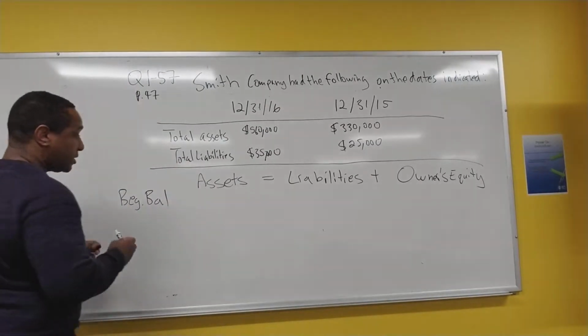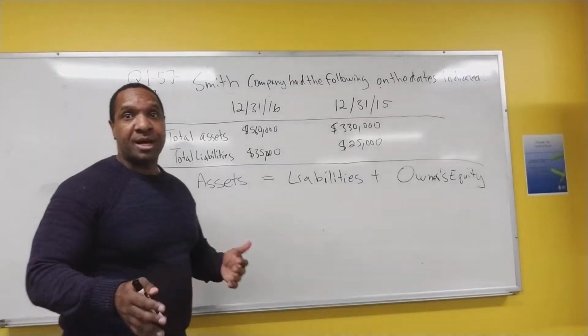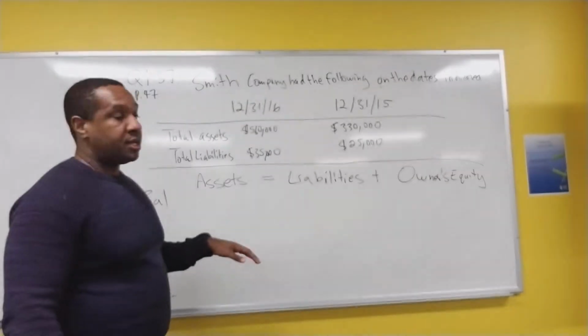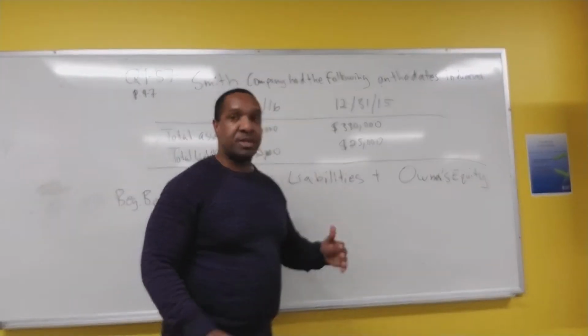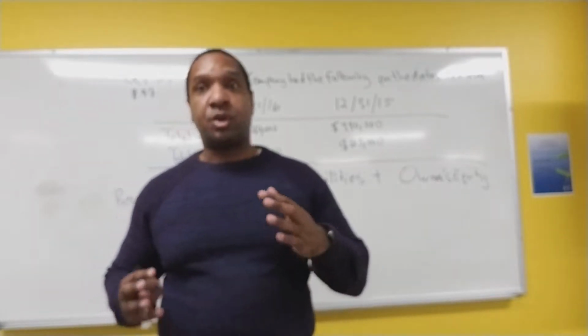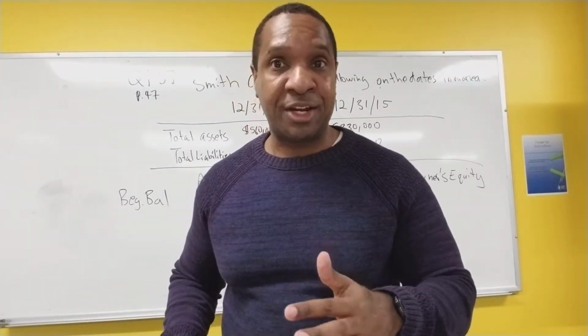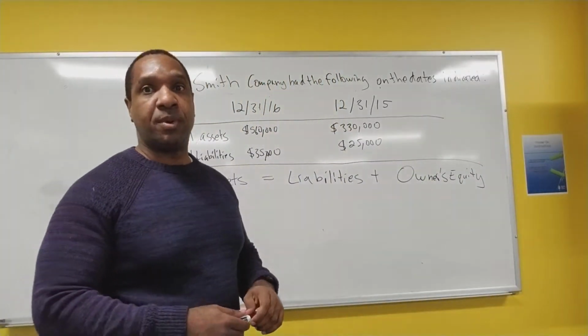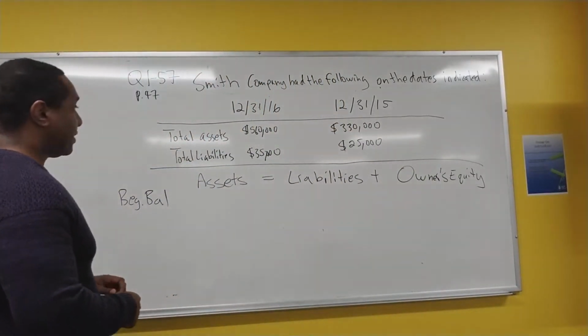So here, the first thing we're going to do, we need to write this one out. So we're going to have the accounting equation. So we've got assets equal liabilities plus owner's equity. So ladies and gentlemen, make sure you're knowing that equation. You're going to need it. You will not escape it. So it's important you know this equation.